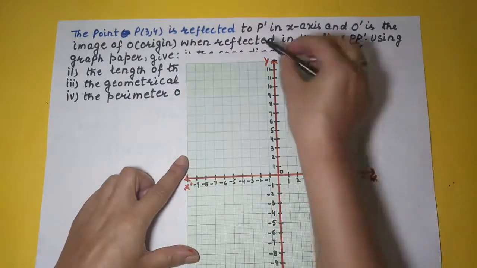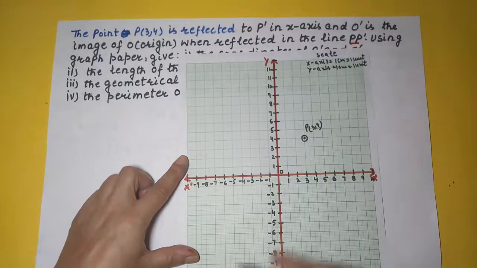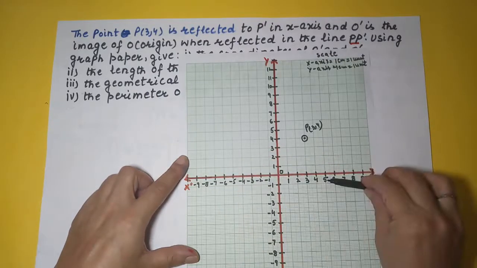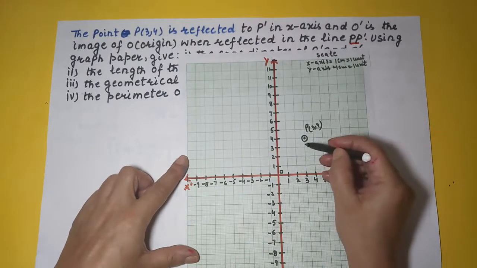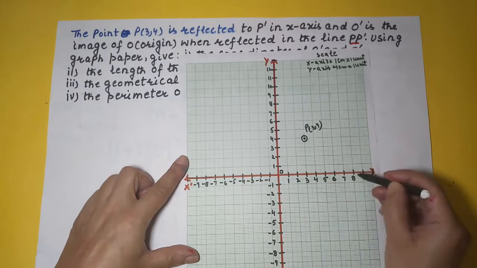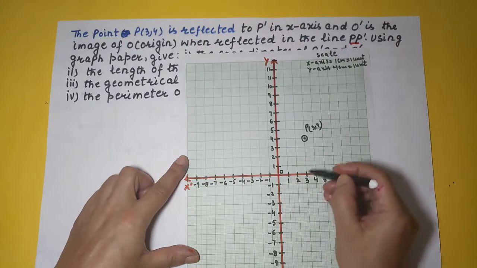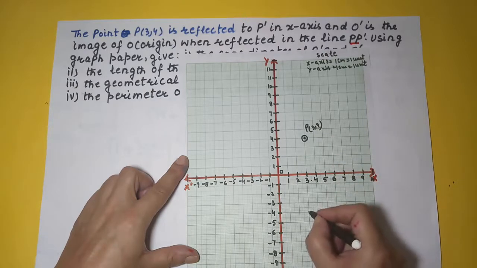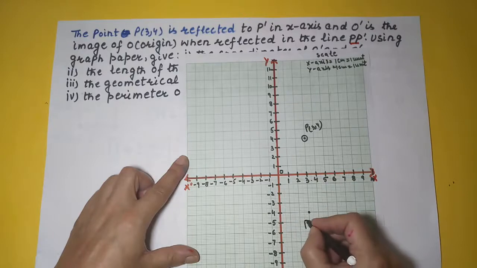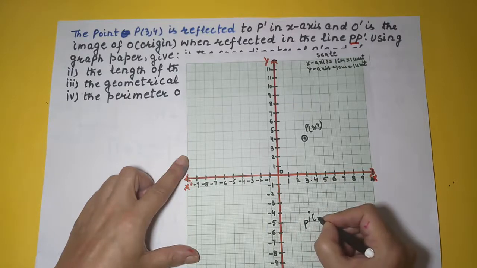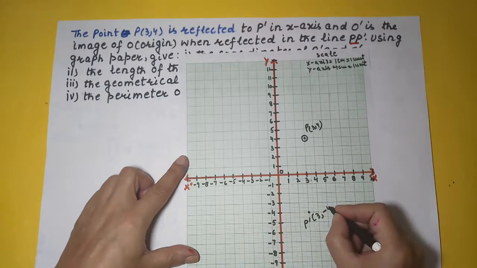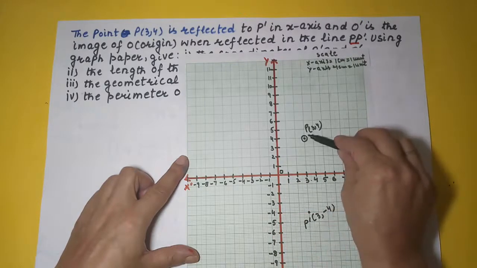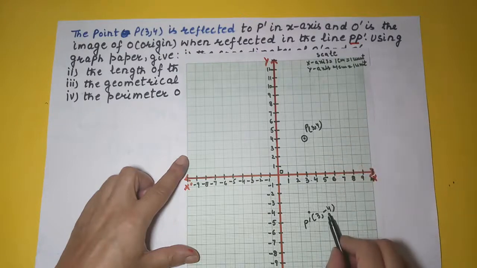Now this is reflected to P' in the x-axis, which means the mirror line is the x-axis, right? So this is the object, this is the mirror, and the image will be formed at equal distance: 1, 2, 3, 4, 1, 2, 3 and 4. So here I will have my P'. And what are the coordinates of P'? Coordinates of P' are (3, -4). And I know that when any point is reflected along the x-axis, the sign of the y coordinate changes. I got my P'.